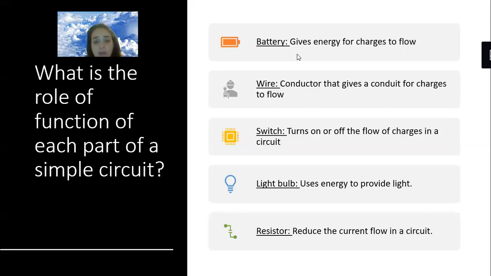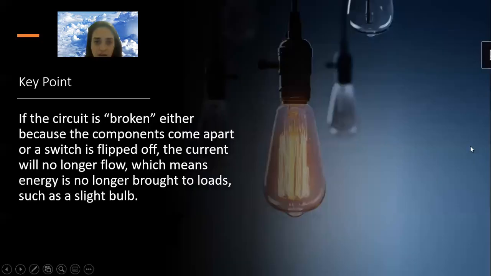Why would we want to do that? That's something that we're going to get into later on in this unit. What's the purpose of reducing the flow of electricity within a circuit? It actually turns out that resistors are really helpful components of electronics, and we'll explore that later on. All right, so make sure all of these are in your notes.